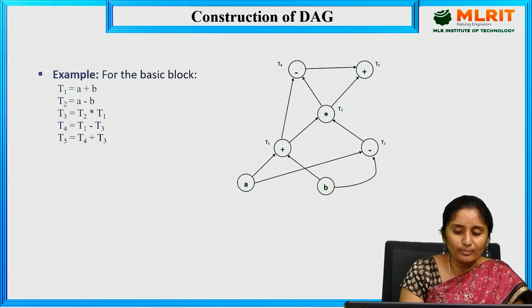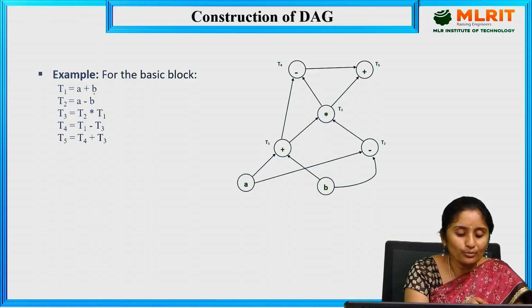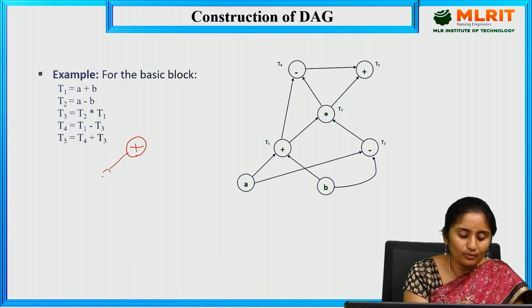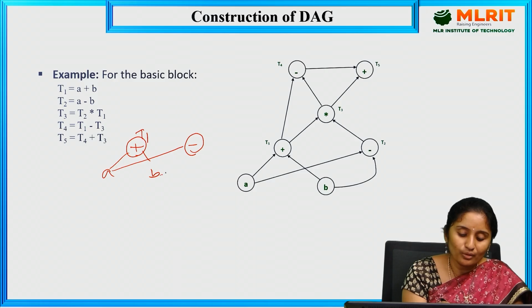For one more example of the construction of a DAG: T1 equal to A plus B. So let me construct here T1 equal to A plus B, T1. The next one I have is T1 equal to A minus B. So let me write here minus. T1, my A is already existing. Instead of writing the same statement again, I am reusing it. T1 equal to A minus B. So this is nothing but T2.